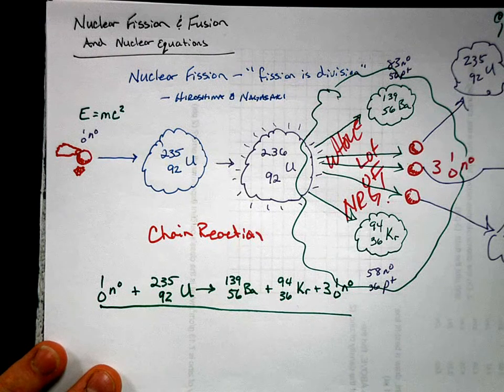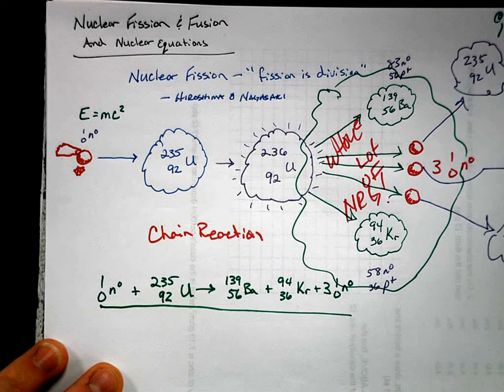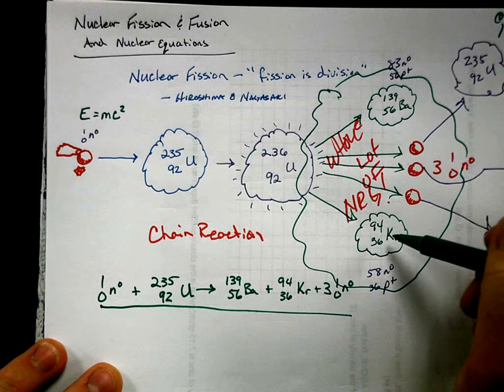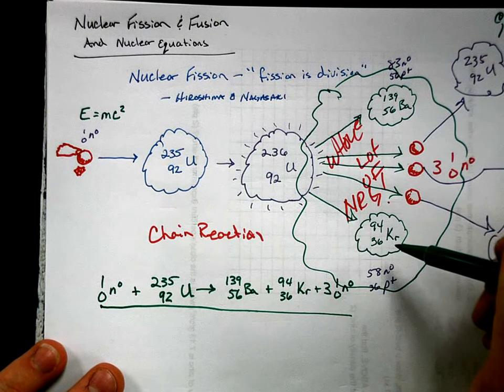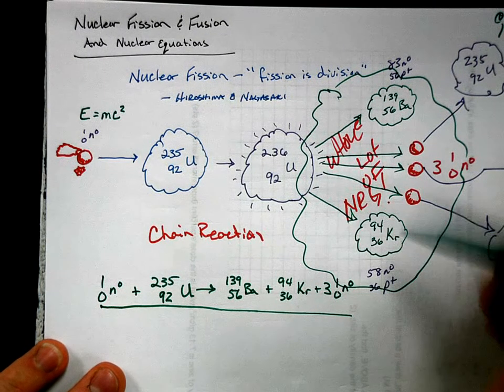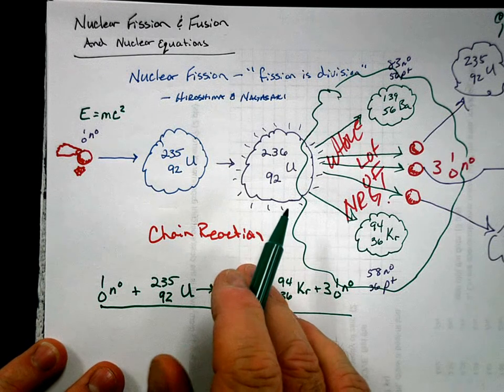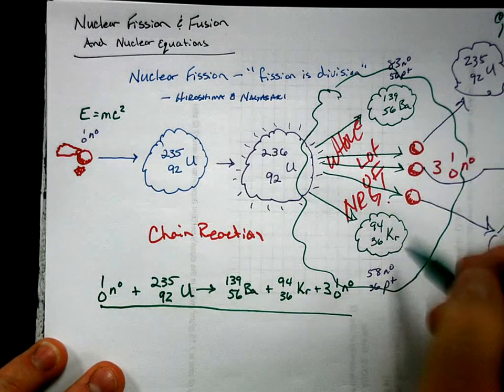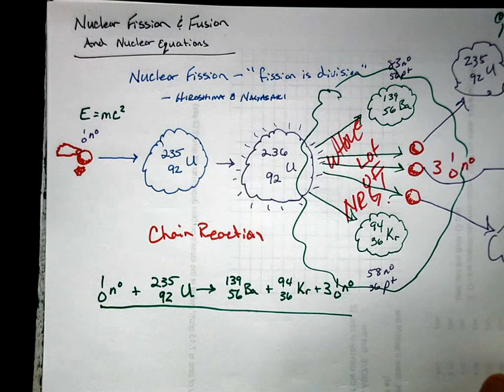So does that mean whenever something like this happens, there's a bunch of krypton and barium running around? There's more krypton and barium, but remember that these two daughters are not unique. These are not the only products of this reaction. Each fissioned uranium nucleus could turn into different products. I have a list of them here.